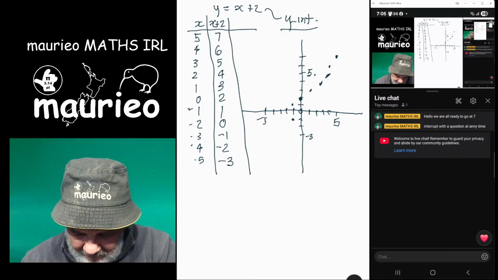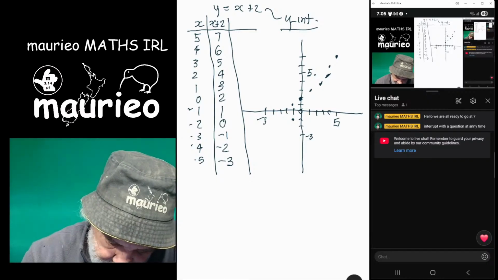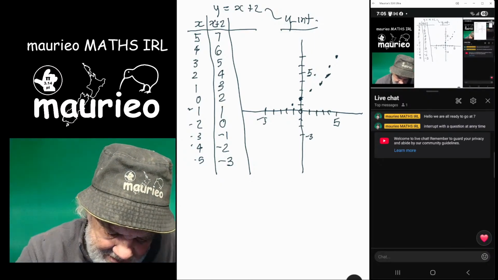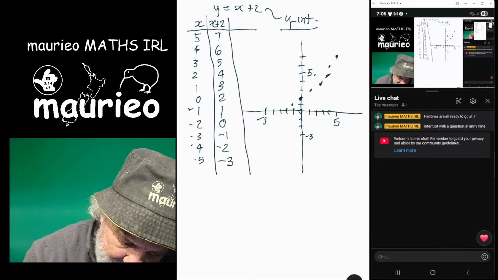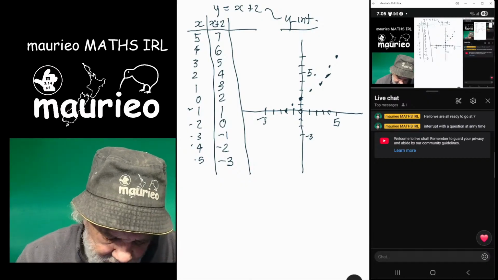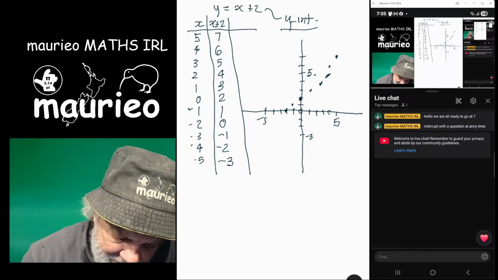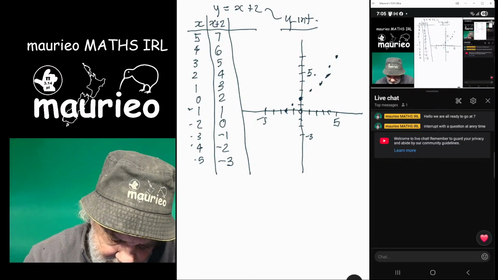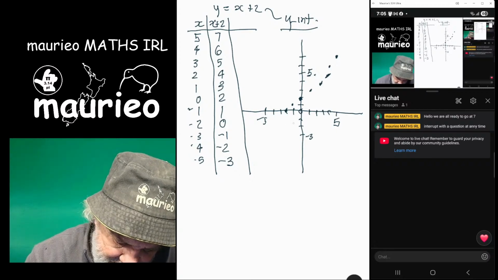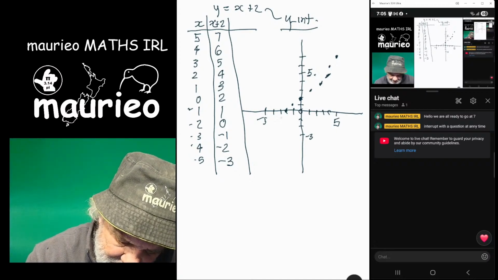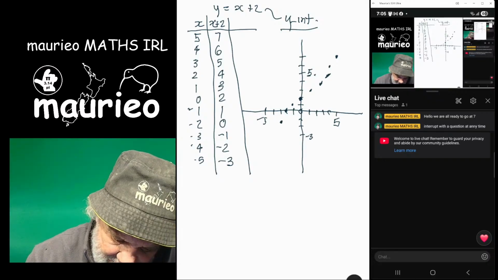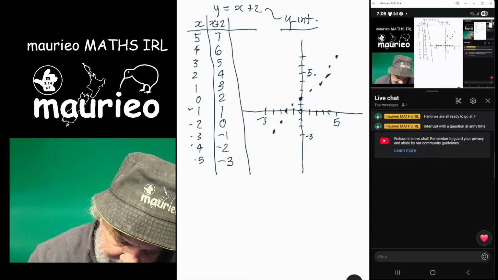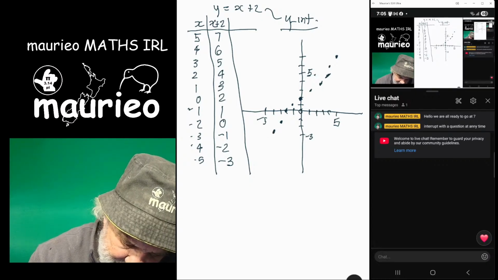Then we're going to get rid of this one. So that was 0, 2. Right, negative 1, 1, and negative 2, 0. 0, 2. Here like this. Negative 2, 0, and then negative 3, negative 1, which is here. Negative 4, negative 2, and negative 5, negative 3.